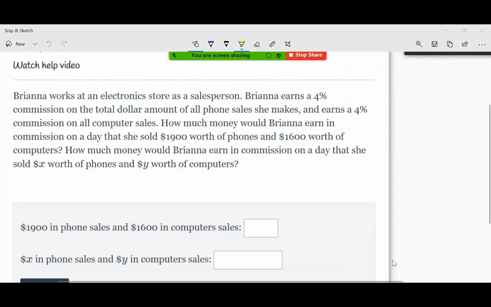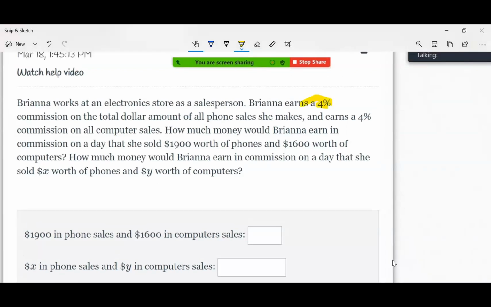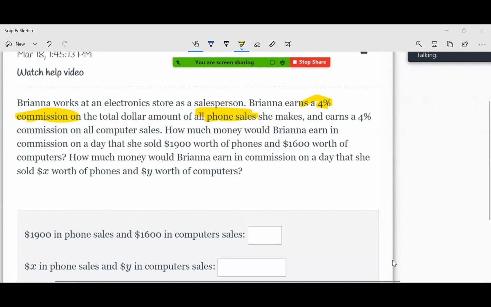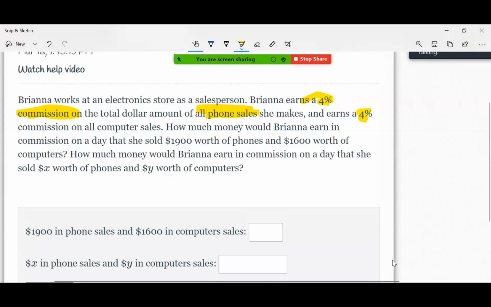So Brianna works as a salesperson at an electronics store. She earns a 4% commission on the total dollar value of all cell phone sales. And she earns, I'm just going to get a color highlighter here. Oh, it's also 4% commission on all computer sales. How much would she earn on a day when she had $1,900 worth of phones and $1,600 worth of computers? And then how much would she earn for X phones and Y computers?